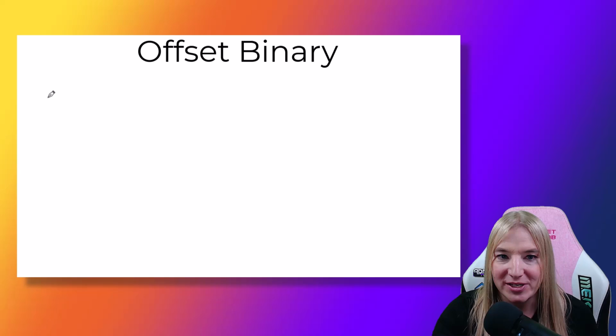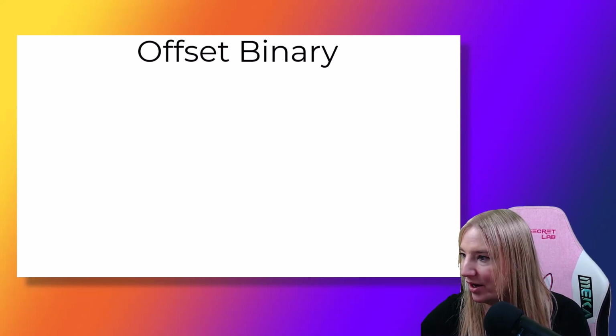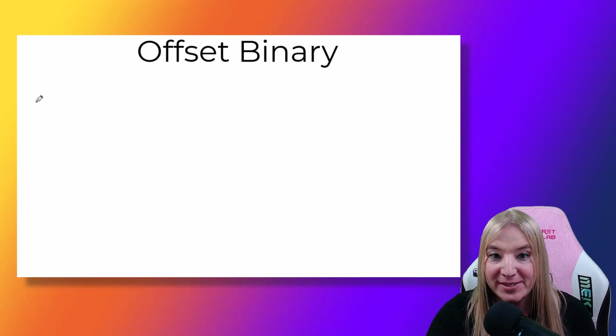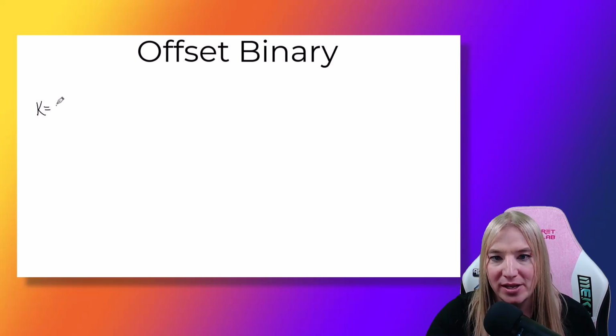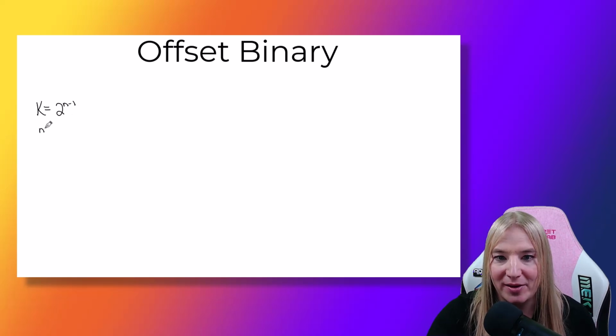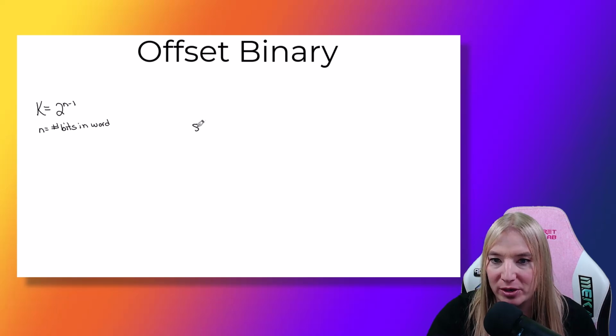Basically we have this offset number. Let's start with the formula first. I'm going to write it up here. We have this k, our offset. So k equals 2 to the n minus 1, where n is the number of bits in the word. I promise this will make sense in a second. So what do we mean? For this example today, I'm going to use an 8-bit word. So we're going to use an 8-bit word like this.